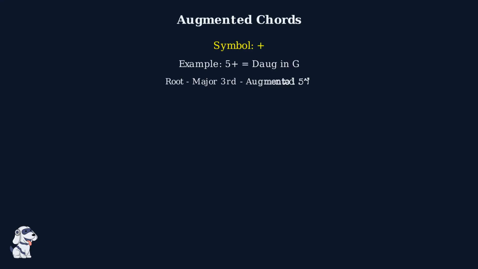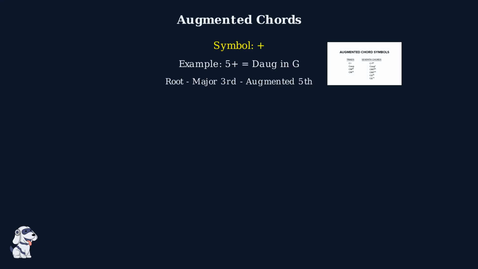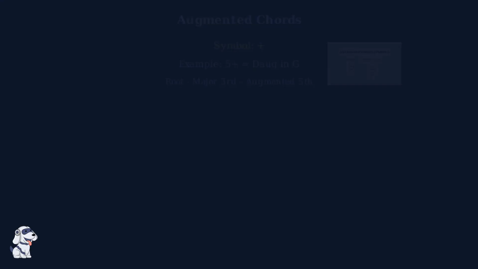For example, in the key of G, 1 delta represents G major seventh, consisting of the root, major third, perfect fifth, and major seventh. Augmented chords are represented by the plus symbol, indicating a raised fifth. For instance, 1 plus in the key of G denotes G augmented, built with the root, major third, and augmented fifth. This creates a distinctive, tension-filled sound.